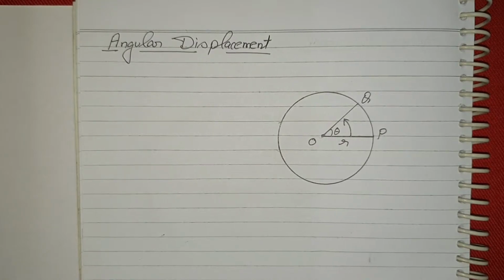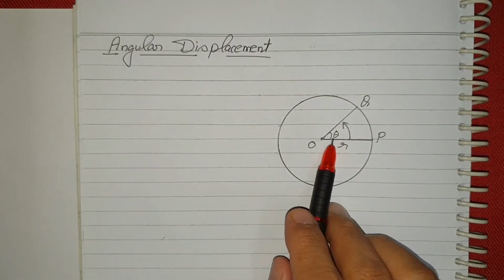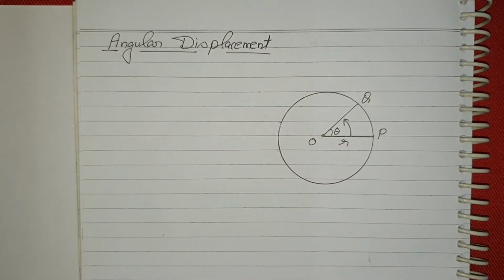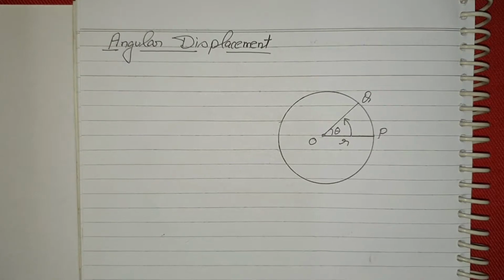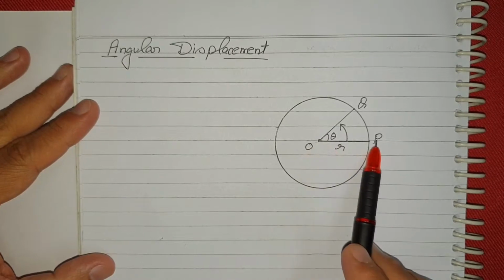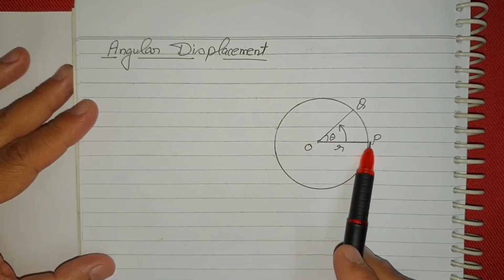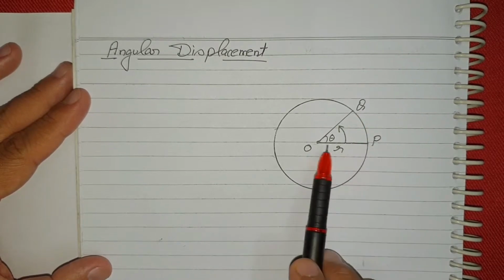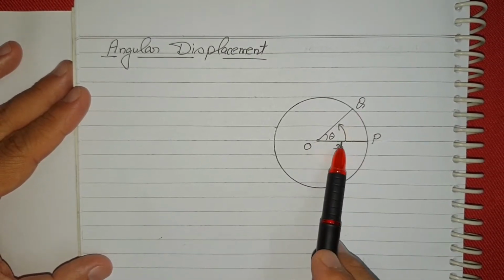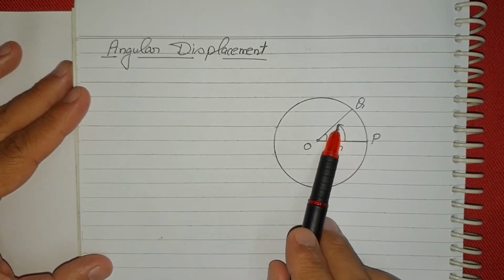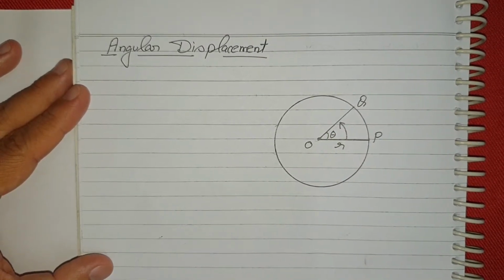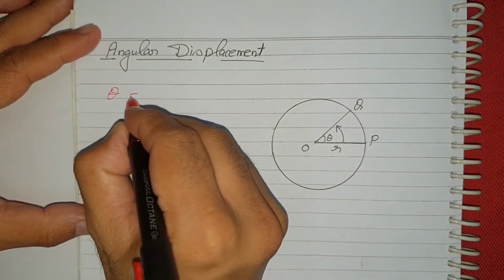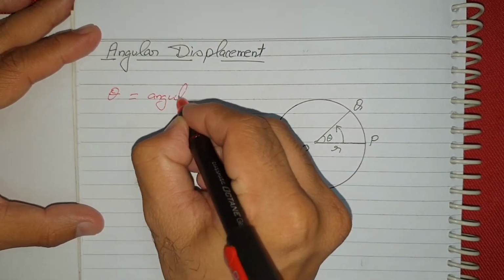So if you want to define it, there is an angular displacement, this theta. The angular displacement of an object moving along a circular path is defined as the angle traced out by the radius vector at the axis of the circular path at a given time. Now see, OP is the radius, the radius vector, and the particle is going from P to Q. So the radius vector has now changed from OP to OQ, and the angle that it has covered in going in the anti-clockwise direction is theta. So this theta is the angular displacement.